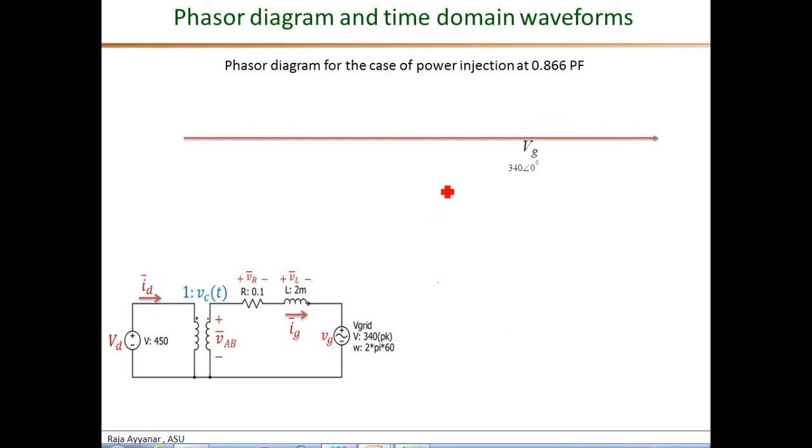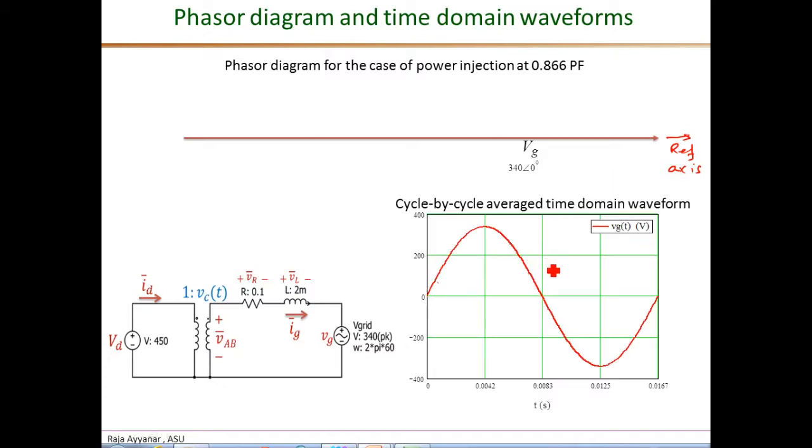So let's start with our reference phasor, the grid voltage Vg. As a phasor, it is 340 volts angle 0 degrees, and that is indicated by this line. The length corresponds to the magnitude, and this is our reference axis. So Vg is aligned with the reference axis. Now the corresponding time domain waveform is shown here. In this case, the grid voltage is a pure sinusoid, so its instantaneous value, as well as the cycle by cycle average value, is still this sine wave, 340 sine omega t. The peak is 340 volts.